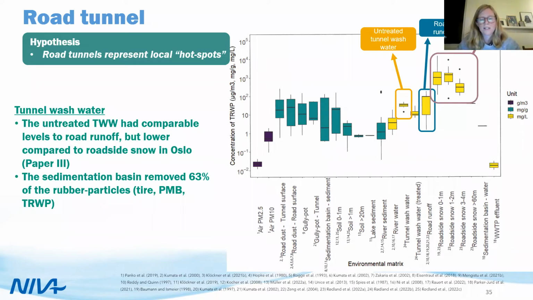We also found that the sedimentation treatment for this tunnel removed 63% of the rubber particles present, which was also a bit lower than what we thought. That's based on previous studies on road pollution, where you have the expectation that if something is particle related, you would expect a high removal with sedimentation. So maybe 80% isn't very strange to expect. So we are going to work a little bit more on this tunnel now in new projects to figure out what's happening and why we don't have as high removal as we thought we would have.